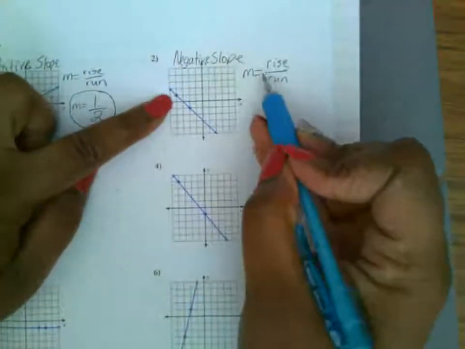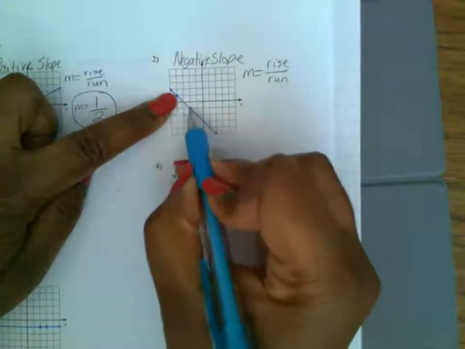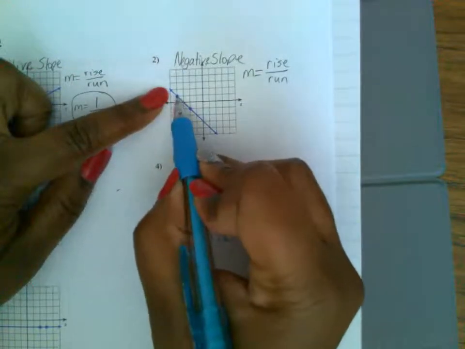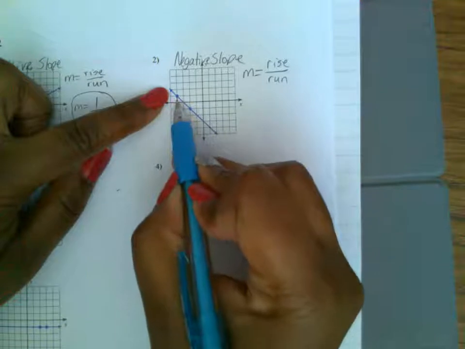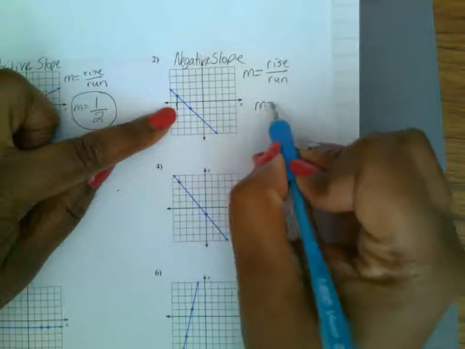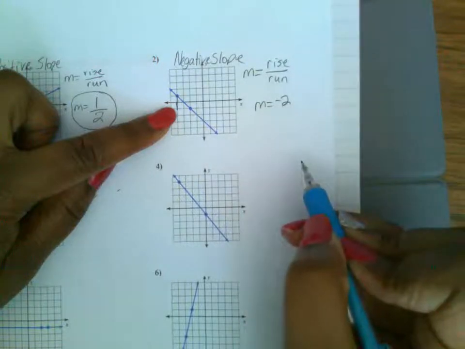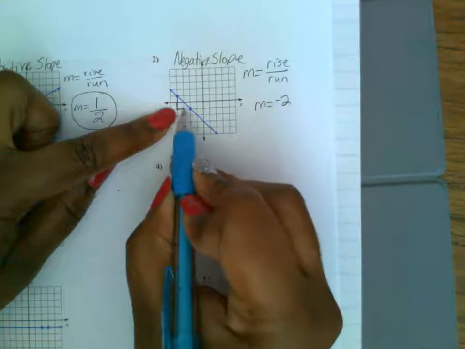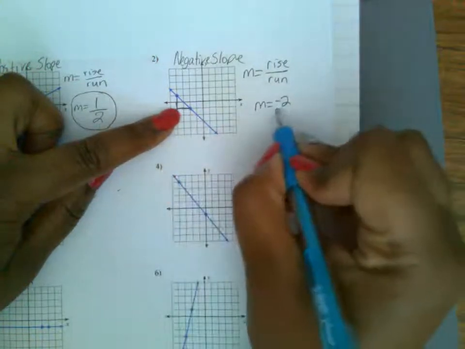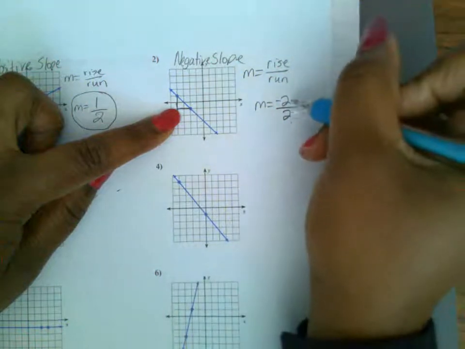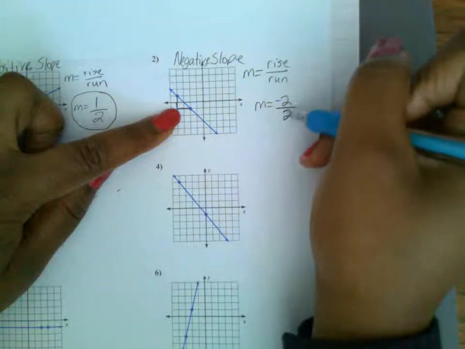So we're going to use rise over run from this point to this point here. I'm going to use my grid lines and I have to go down. This is 1 time, 2 times. So my top number is a negative 2. For the bottom number, I go to the right 1 time, 2 times. So my bottom number is a positive 2.